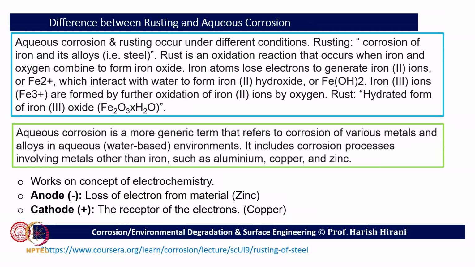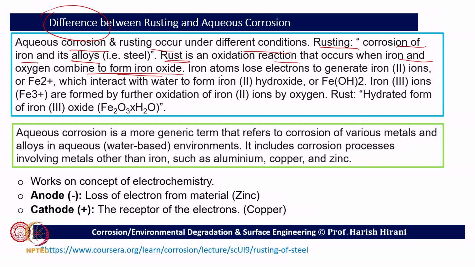Sometimes there is also a need to explain the difference between rusting and aqueous corrosion. That is why I have made this slide especially, to indicate the difference between rusting and aqueous corrosion. Aqueous corrosion and rusting occur under different conditions, and the mechanism is slightly different. If I want to define rusting, we say rusting is the corrosion of iron and its alloy, steel. Rust is a byproduct, as I mentioned earlier. Rust is an oxidation reaction that occurs when iron and oxygen combine to form iron oxide.